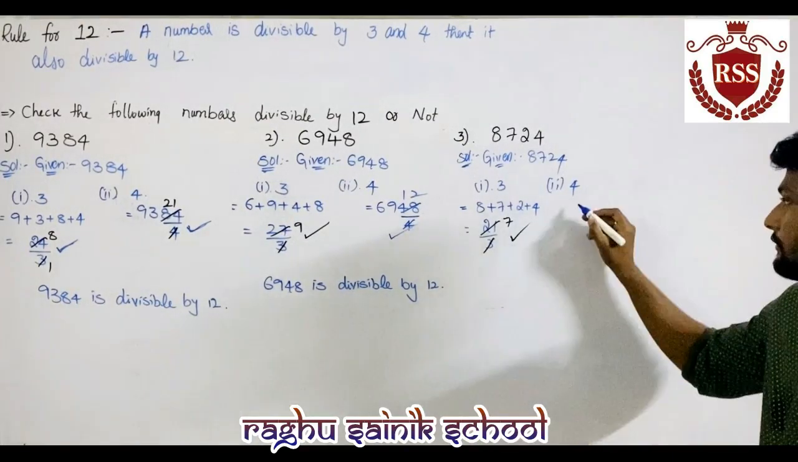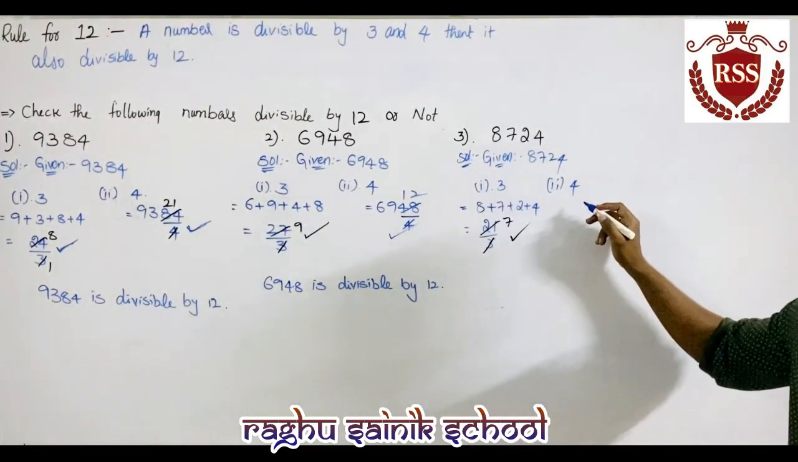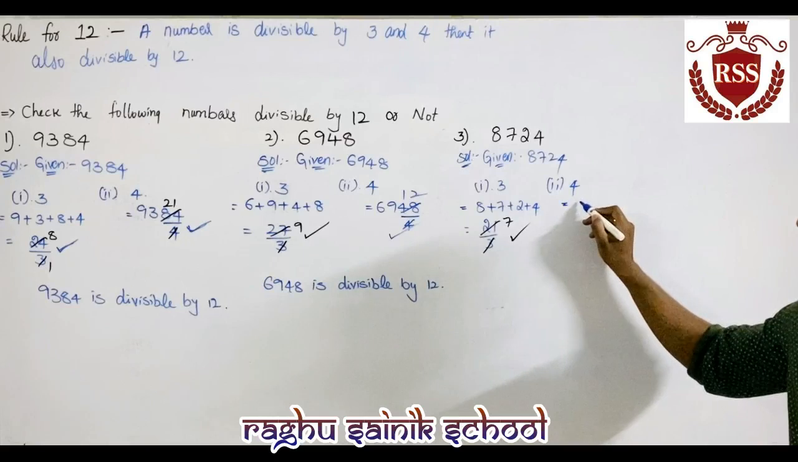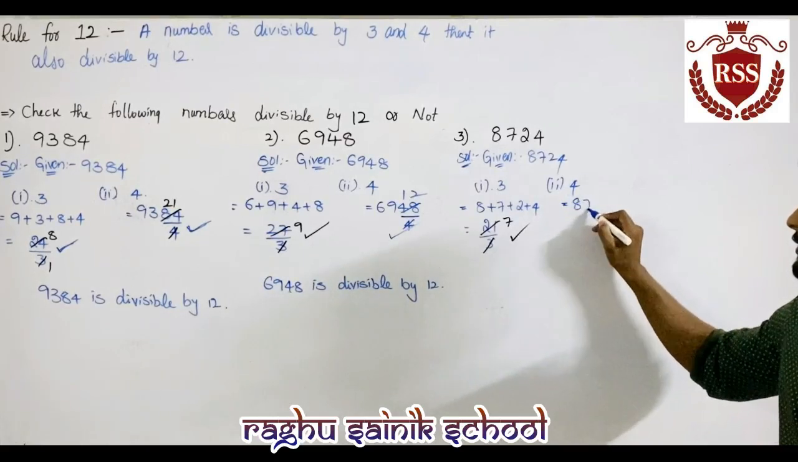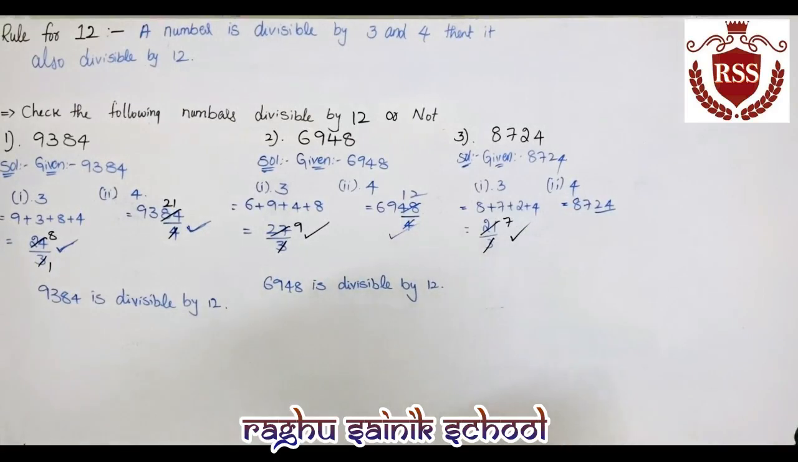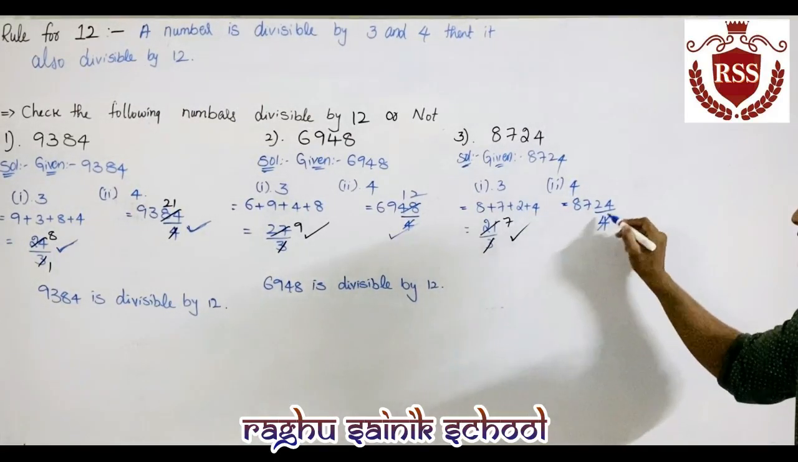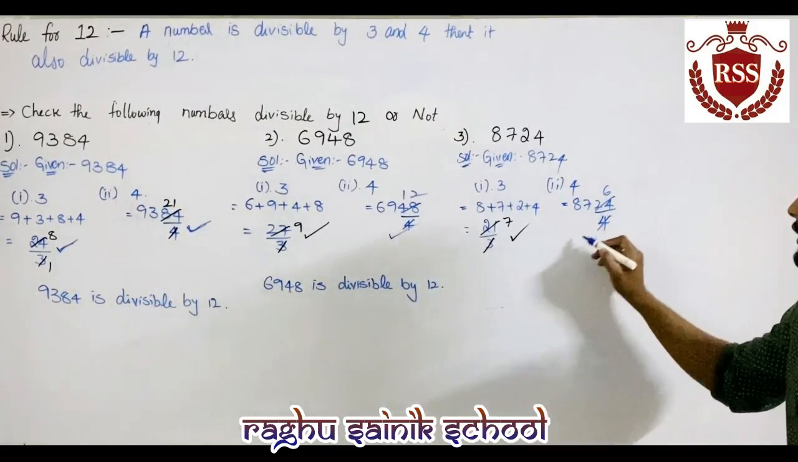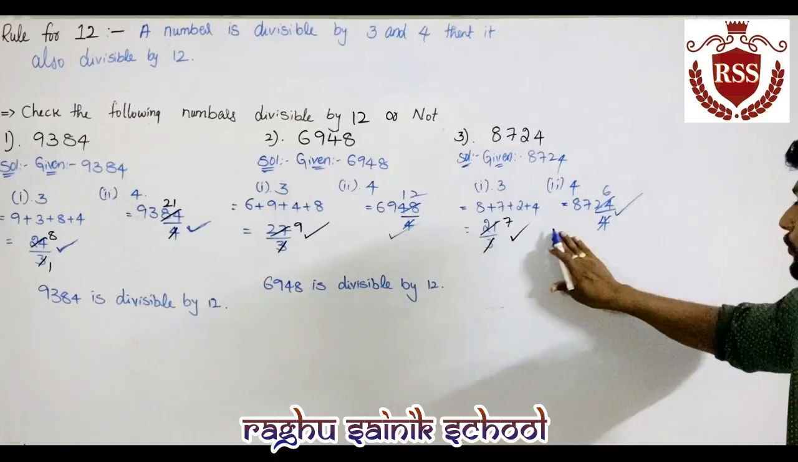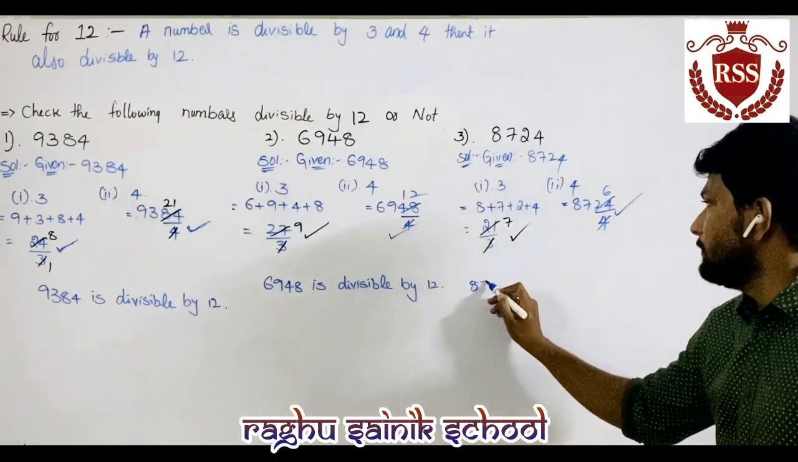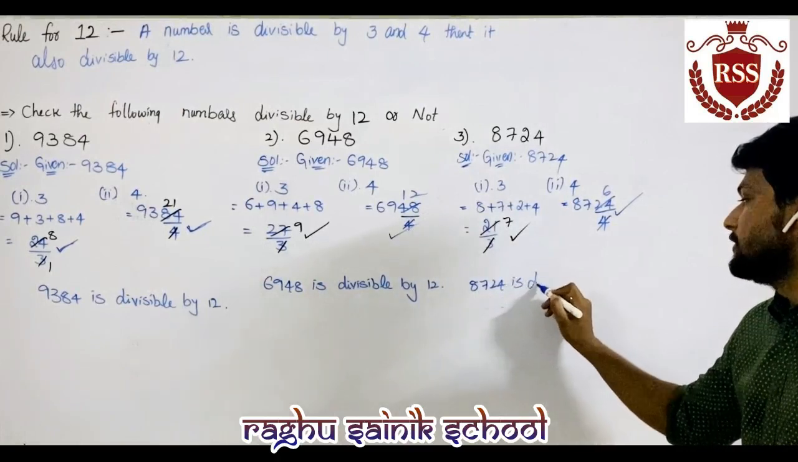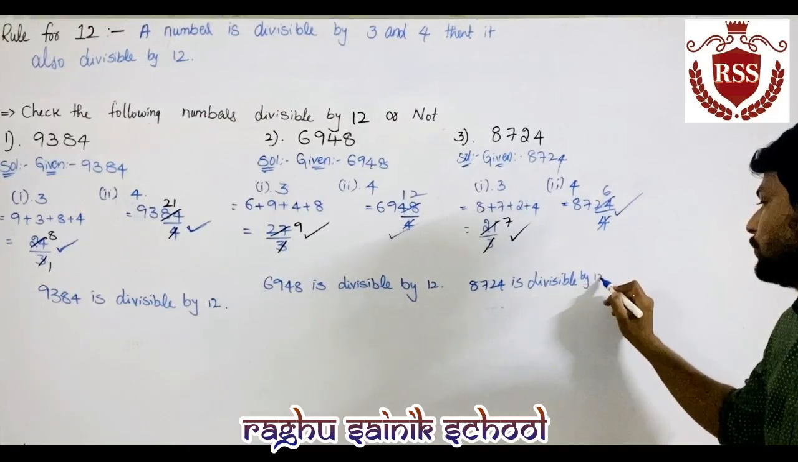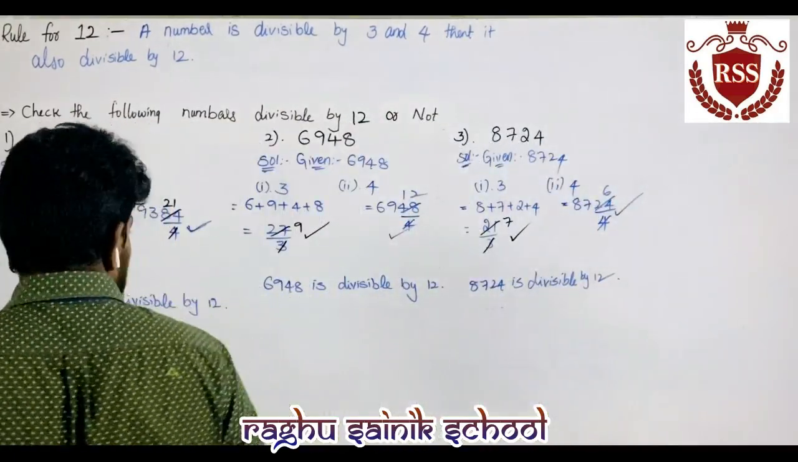Now next, we have to check with 4. The last two digits of 8724 are 2 and 4, that is 24. Is 24 divisible by 4? 4 sixes are 24. Yes, the last two digits are divisible by 4. So 8724 is also divisible by 4. So 8724 is divisible by 12. Divisible by 12.